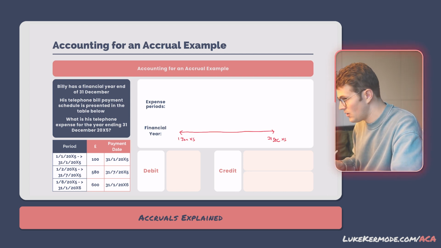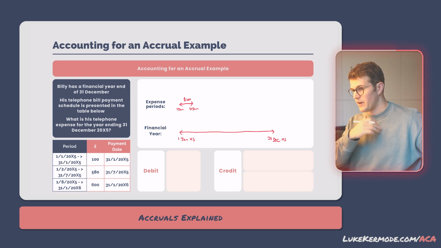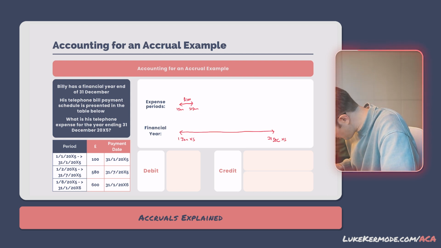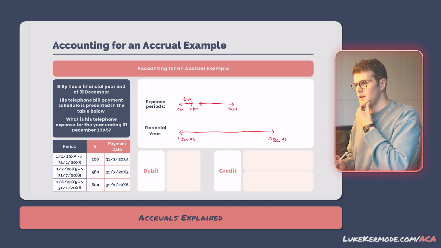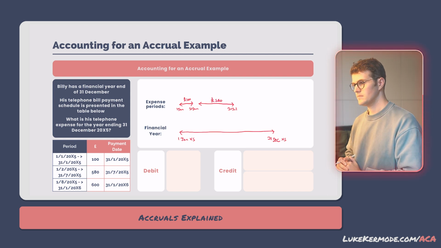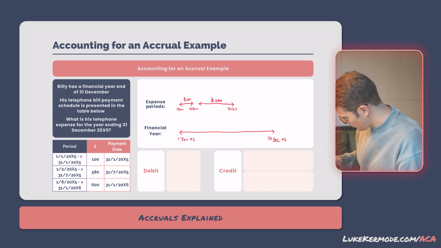So the first payment of £100 covers the month of January x5, that falls within the financial year. The second payment of £580 covers the months of February to the end of July. And that payment was of an amount of £580. So again, all those 6 months fall within the financial year. So far, so good. And it's the final payment that's the important one.